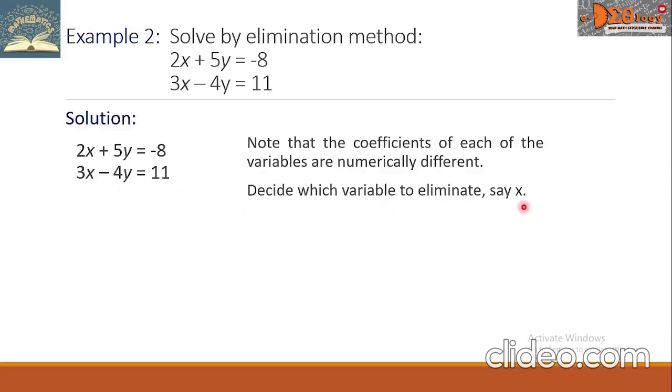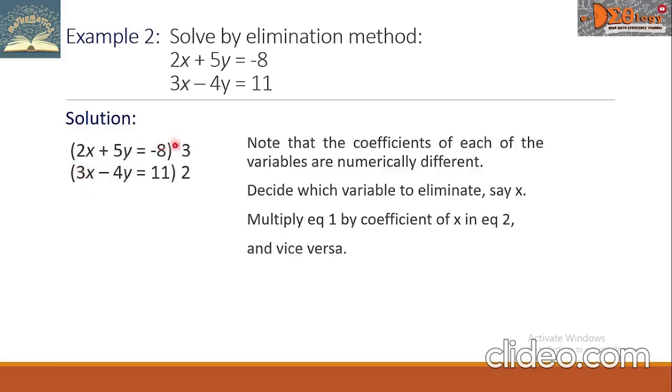Let's say x. We're going to multiply equation 1 by the coefficient of x in equation 2. That is the number 3. And vice versa. It means the first equation we multiply by 3. The second equation we multiply by 2. So the equations become like this. The first equation multiplied by 3 becomes 6x plus 15y equals negative 24. Second equation multiplied by 2, it becomes 6x minus 8y equals 22.